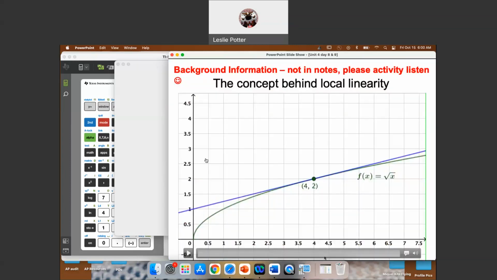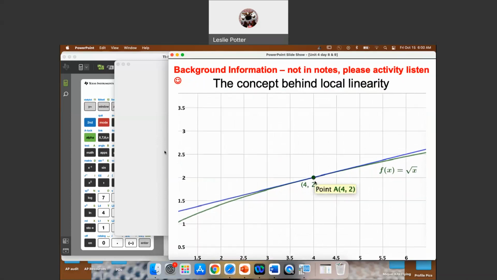This isn't in your notes. This is just a little bit of background information, but please actively listen and engage your mind as we look at this conceptually. The idea here is that we've got this curve. This happens to be the square root of x, and I also have a tangent line drawn at x equals 4.